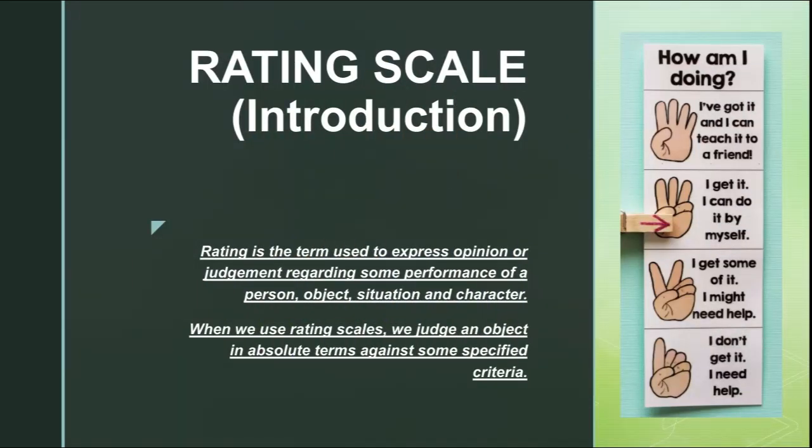Rating is the term used to express opinion or judgment regarding some performance of a person, object, situation and character. When we use rating scales, we judge an object in absolute terms against some specified criteria. As we saw in the introduction, a rating scale is the opinion or judgment regarding the performance of an object or a person. For example, we have a commonly used rating scale on Play Store, in which we have to rate the apps on the basis of 5 stars. So we have to give stars. That's a type of rating scale.